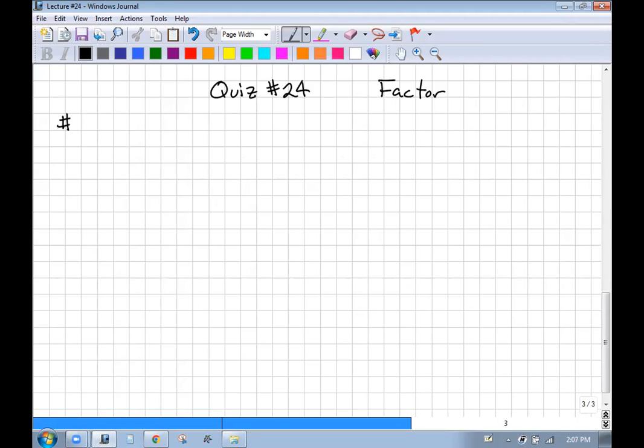So number one, let's look at 2 x to the 4th y to the 4th plus 6 x cubed y cubed plus 8 x y. So here's your number one, and let's do a number 2 here.